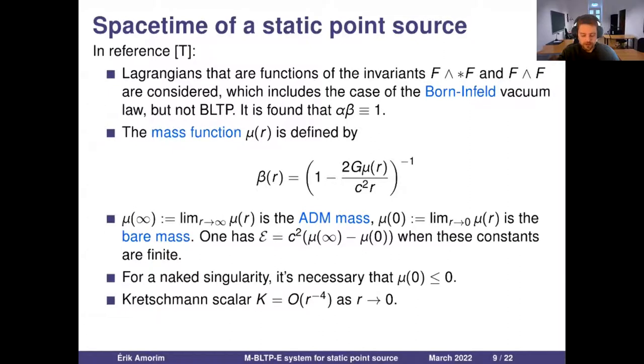A curious fact is that if you want to have a naked singularity to actually model a point particle in your spacetime this way, then your bare mass actually has to be non-positive. You think about it right here. Naked singularity means you don't want this beta function to ever be zero. So the value of mu at r equals zero has to be non-positive. So maybe, if you want to call it mass, a few physicists will not be so happy with that because it's negative mass.